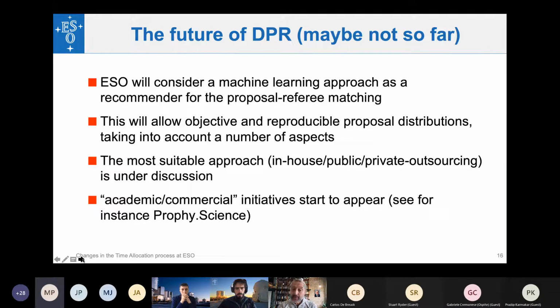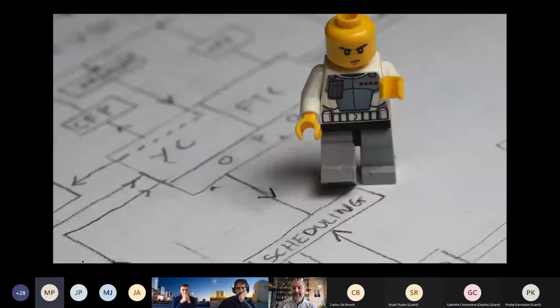The most suitable approach is under discussion. So there is also the possibility of having a commercial initiative. You can see on the web there is this Profit Science service, which is a public service that is not free of charge, though, that does already the job for different purposes, not just for assigning reviewers, but also for finding papers that match your interests, for instance. The problem is very similar.